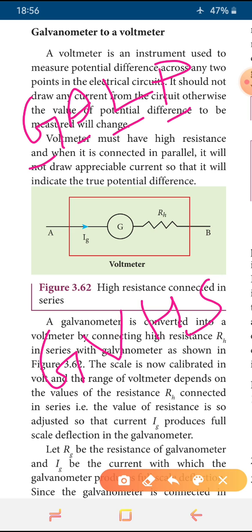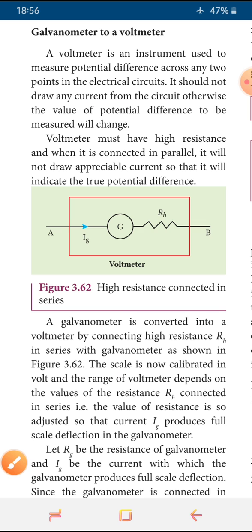We can say that the galvanometer is converted into a voltmeter. For that, we use high resistance in series connection. Understood? Don't confuse between these two questions. Galvanometer is converted into voltmeter. For that, high resistance is connected in series. This is the concept we are going to use. Have you understood, children? Yes, good.